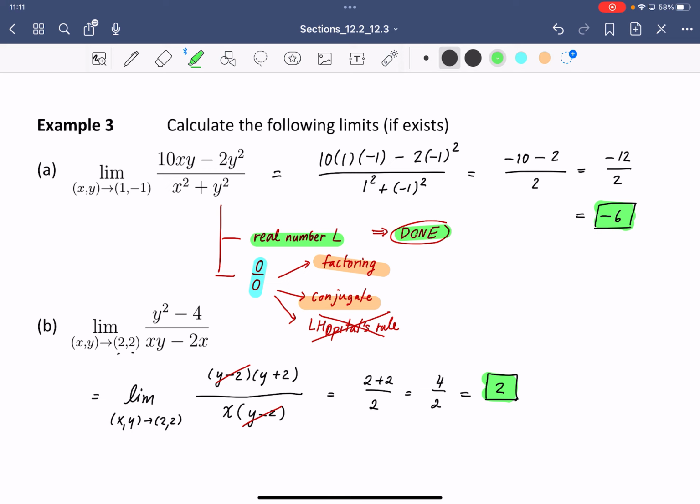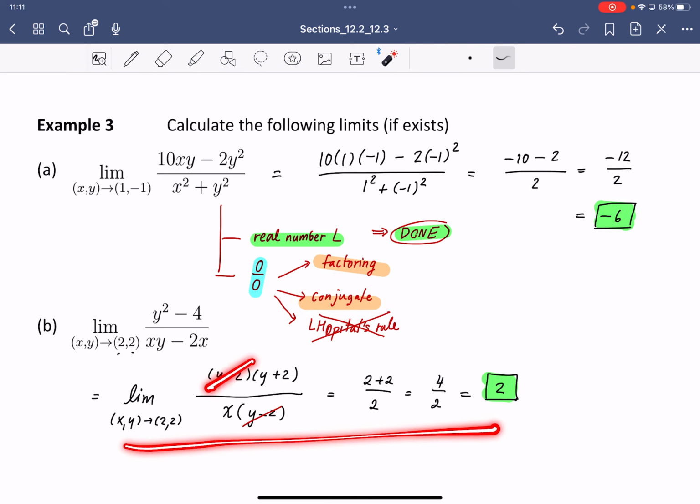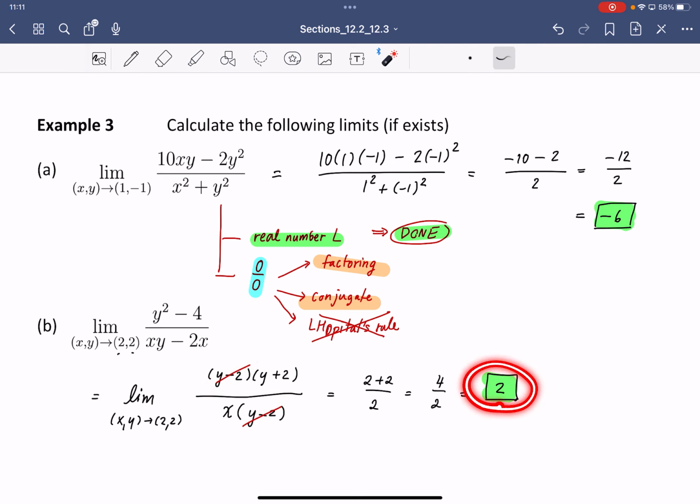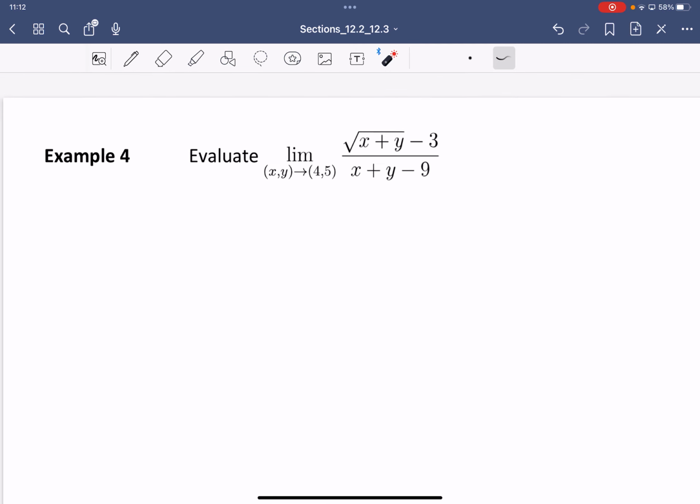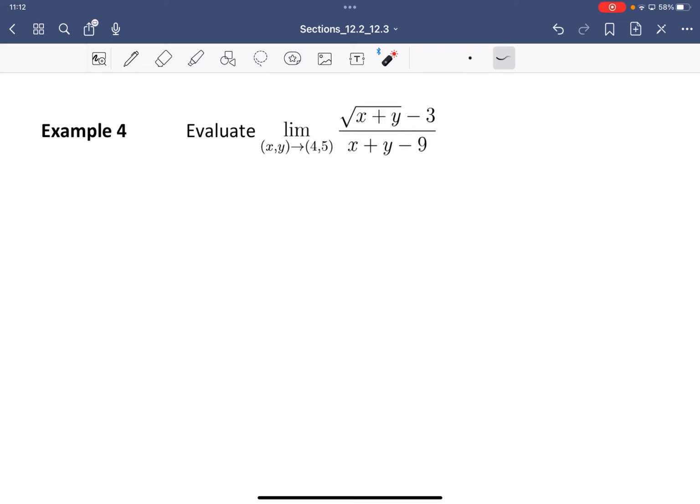Alright, so we already did factoring in 1 question here. So the next question is gonna be conjugate. Let's review how to do conjugate. So this is the review of how to do the factoring. You factor and cancel, and then you get that one. The next one is gonna be the review of using the conjugate. So here, if you want to evaluate limit as x, y goes to 4, 5 of square root of x plus y minus 3, on the bottom part you have x plus y minus 9. So again, one more time, you can use the conjugate because you see a square root here. So you learn how to use the conjugate here.